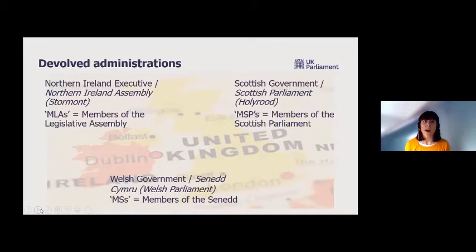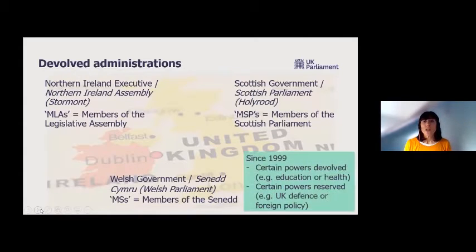So for example, in Wales, you have a member of the Senedd, you have members of the Scottish Parliament for areas in Scotland, etc. So some policy areas are devolved to those devolved administrations, and they tend to be things that can be regulated on or decided on more locally. So things like education, health, justice, agriculture, language, those kind of issues. And then there are some policy areas that are reserved to Westminster, and they tend to be things that affect the country as a whole, such as defence or foreign policy.